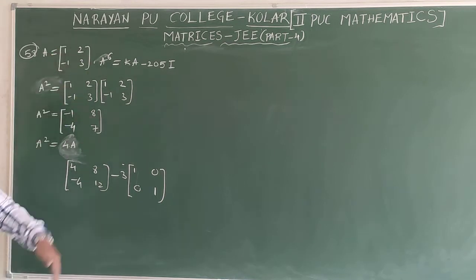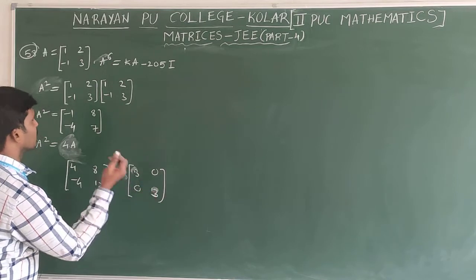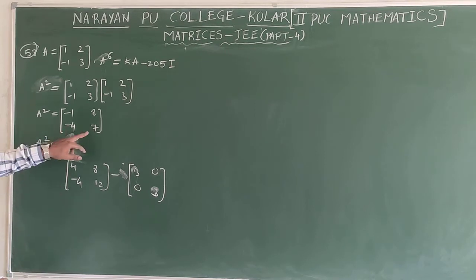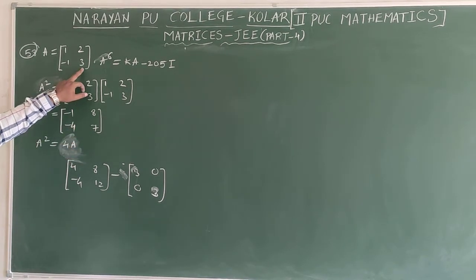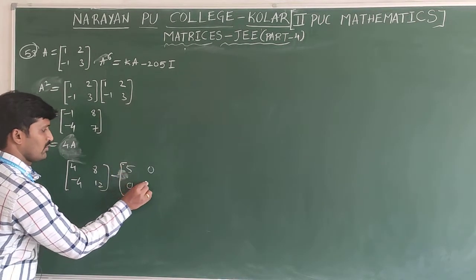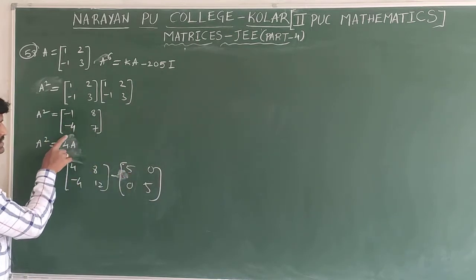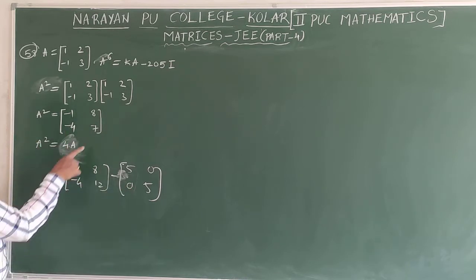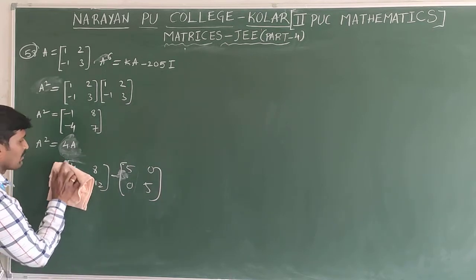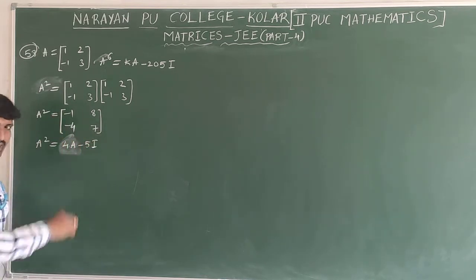The general method is a little bit lengthy, that's why I am doing it in this method. 3 into 1, 3 will we get here, and here also 3. If you take 3, how much will we get here? Because here how much is there? If you take 5, 5 times I, what will we get here? 5, 0, 0, 5. Now subtract: 4 minus 5 we get minus 1, 8 minus 0 is 8, minus 4 minus 0 is minus 4, and here 12 is there, 12 minus 5 is clearly 7. That's why I am converting this A square in the form of 4A minus 5I.